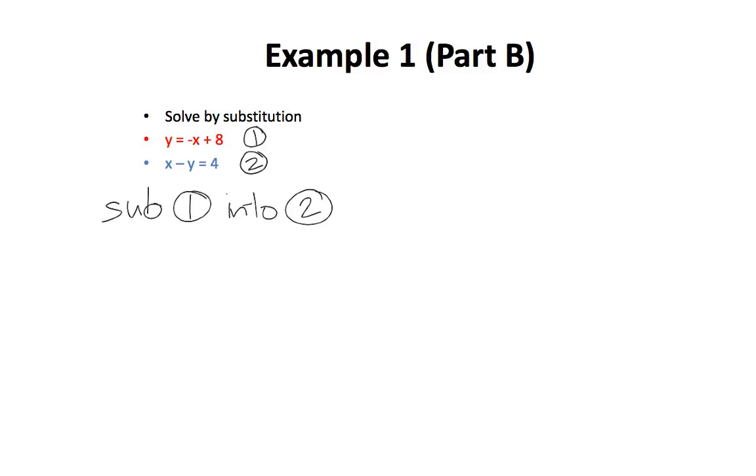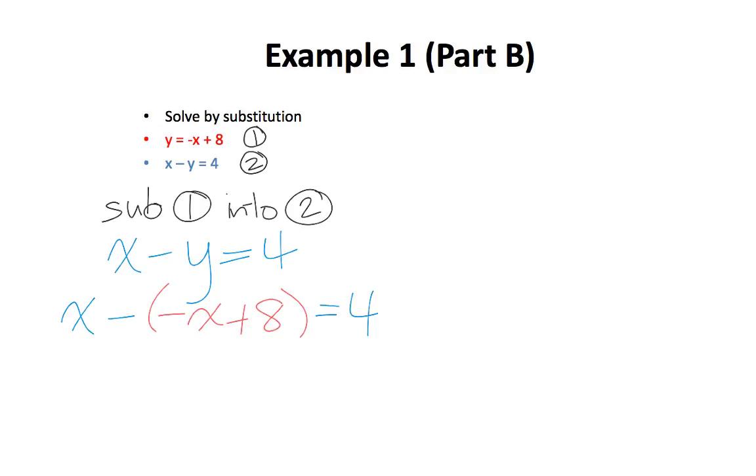Start with our second equation, which is the blue line. x minus y equals 4. As I said before, we are going to replace y with the expression negative x plus 8. I'm going to put this in brackets and in red. Before I go on, I'm going to need to simplify both sides of the equation.